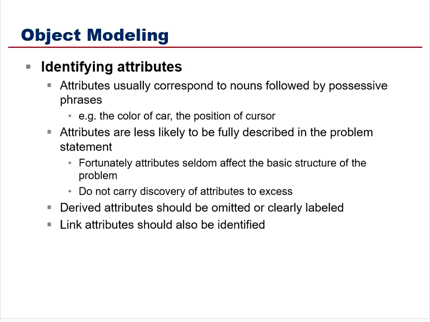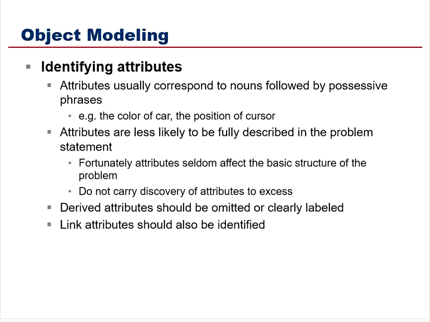Right, now see the next step, that is identifying the attributes. After the initial object diagram is created for a particular system, we have to identify the attributes. So what do attributes mean? They correspond to the noun which is followed by the possessive phrases. We can say attributes are nothing but the characteristics of a particular object or class.